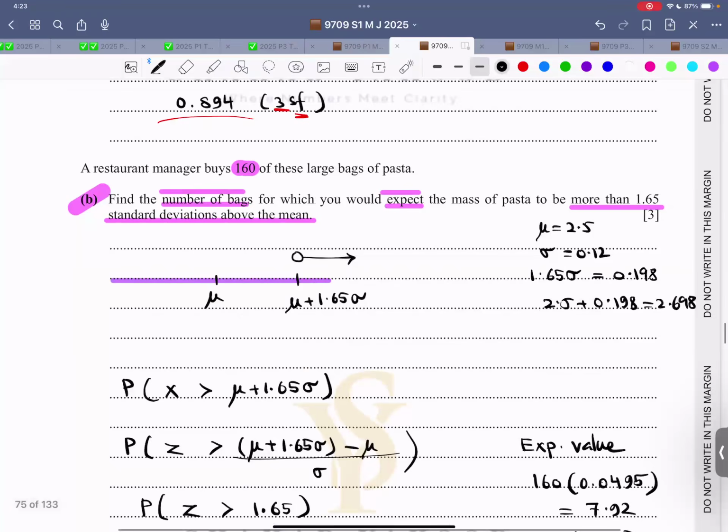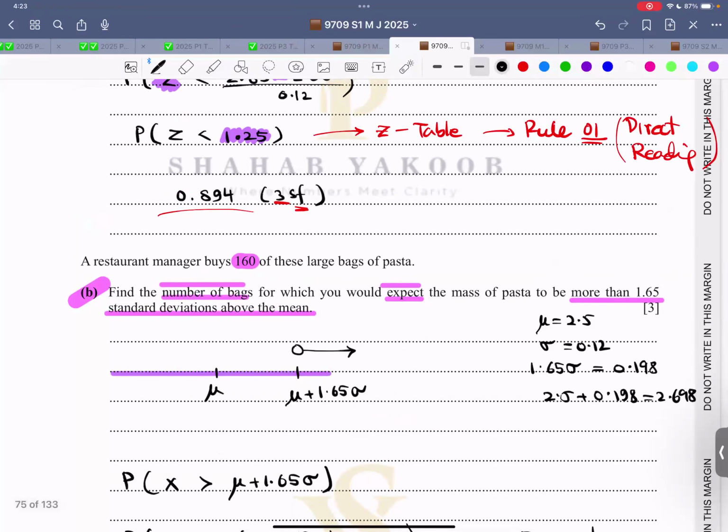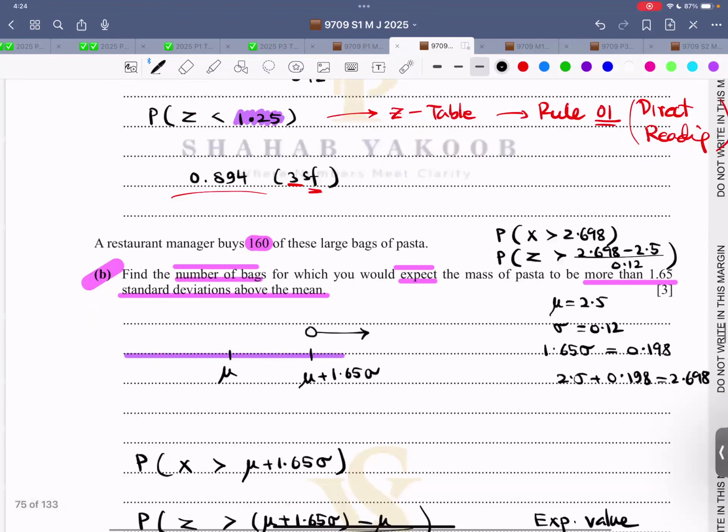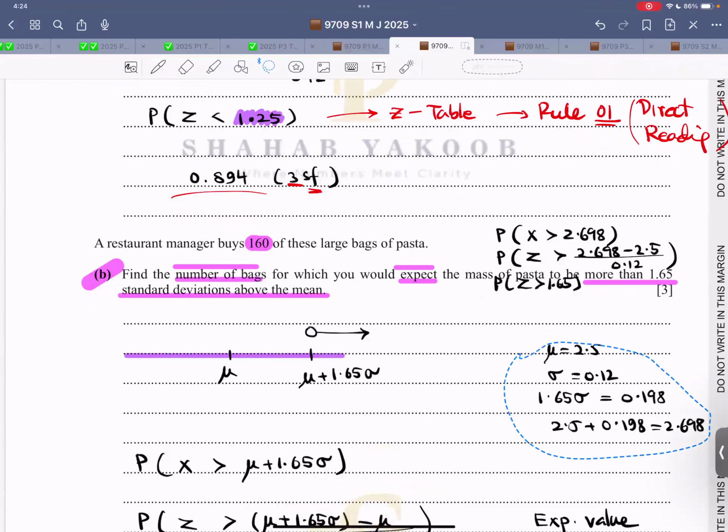So basically, they are asking us more than 1.65 standard deviations above the mean, probability x is greater than 2.698. So if I work this out, z is greater than 2.698 minus 2.5 divided by 0.12. That comes out to be 1.65. So this comes out to be probability z is greater than 1.65. Do you get this idea? So that is one approach if you deal with numbers.